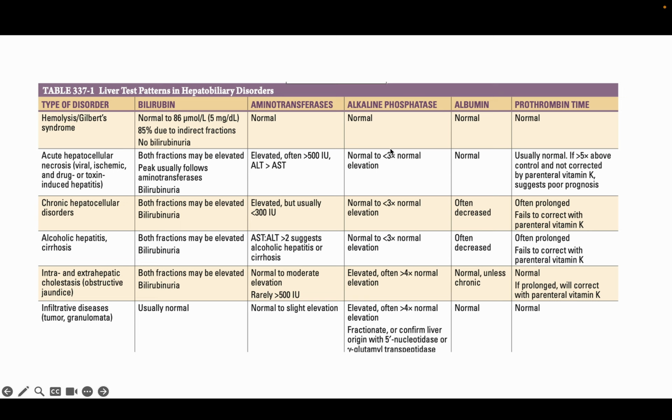ALP is generally less than 3 times. As I told you, in most of the hepatocellular pattern, ALP will be less than 3 times the upper limit of normal. Albumin will be normal. Prothrombin time is usually normal. Sometimes it can be elevated in the case of very bad prognosis, very fulminant liver failure or something.